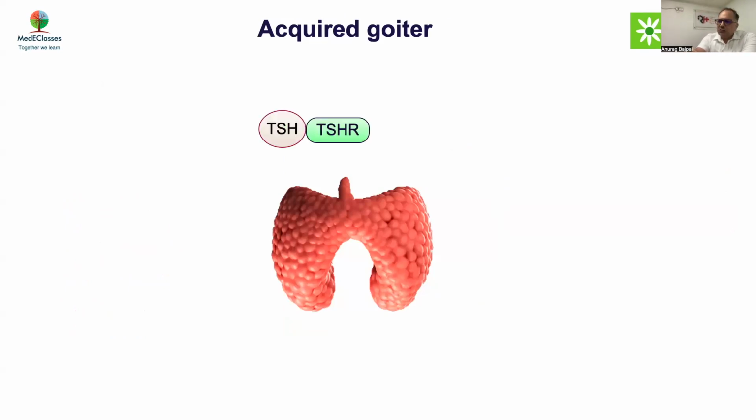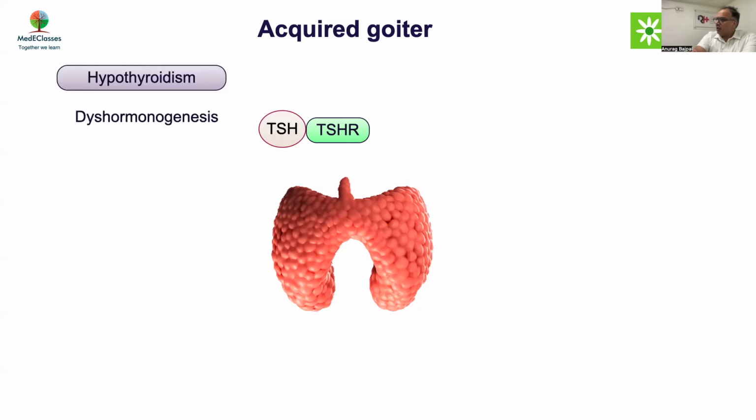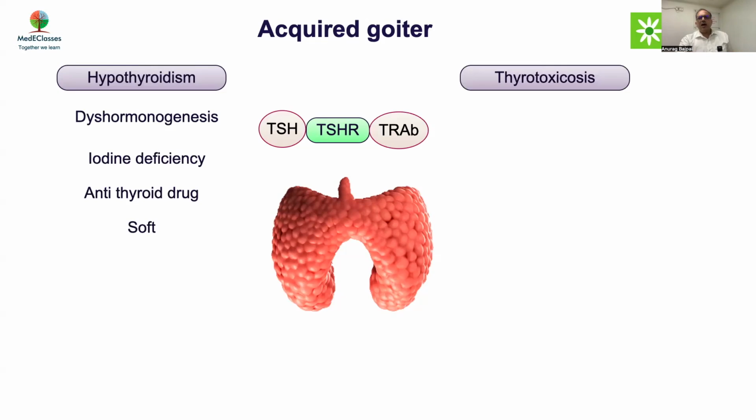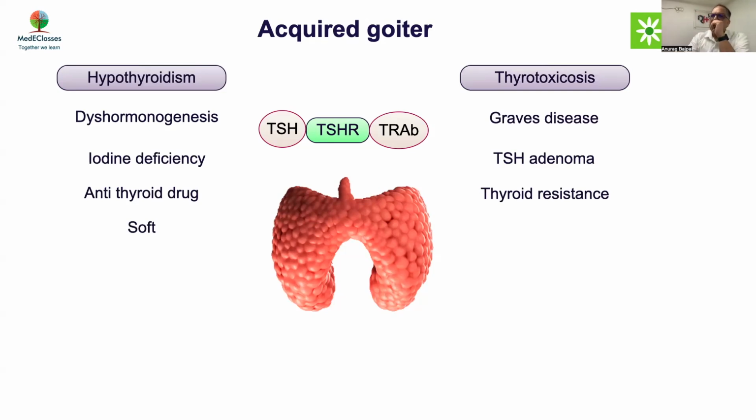So we have TSH, which acts via the TSH receptor, in which you can have hypothyroidism like dyshormonogenesis, iodine deficiency, or the use of antithyroid drugs. These goiters are typically soft in nature. While if you have a TSH receptor stimulating antibody causing Graves' disease or thyrotoxicosis, you will find a lesion which is more firm in nature. So the nature of the thyroid swelling will tell you the picture. If it's soft, it's most likely dyshormonogenesis or a so-called colloid goiter.